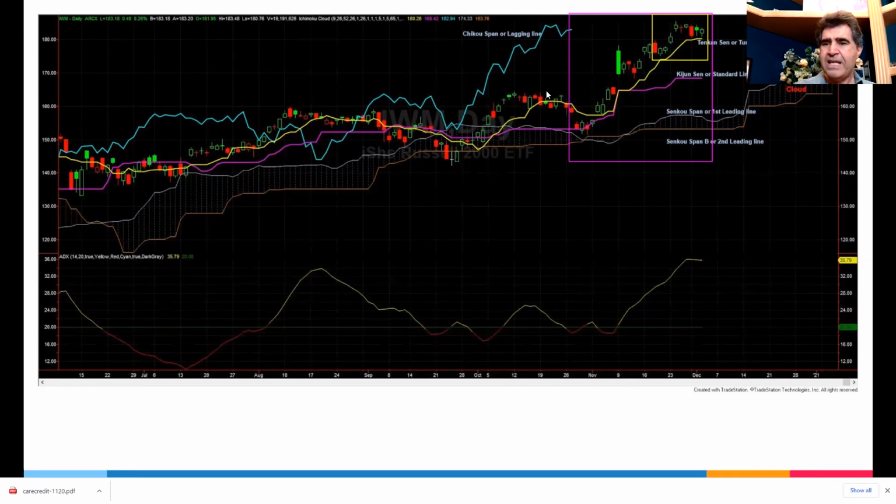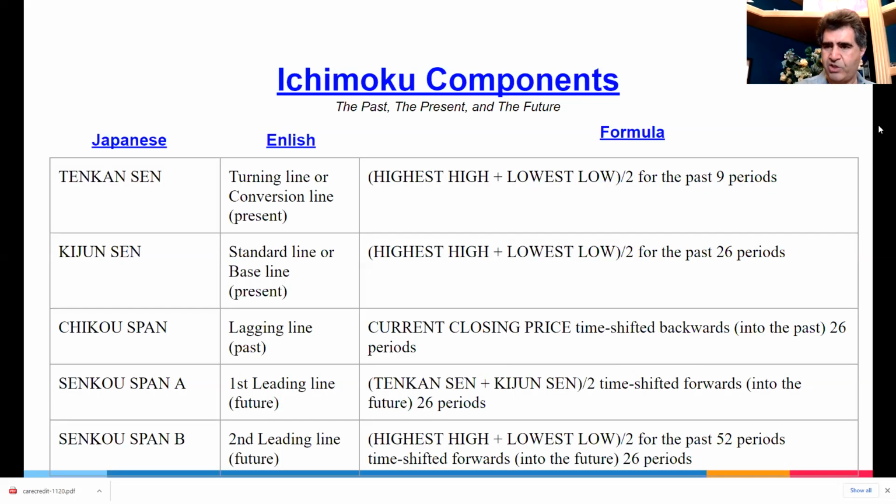Now, it gets a little tricky here, which are the Span A, our leading line, and the Span B line. I think it will be easier now that I can share this with you so you can visually see what we are doing.